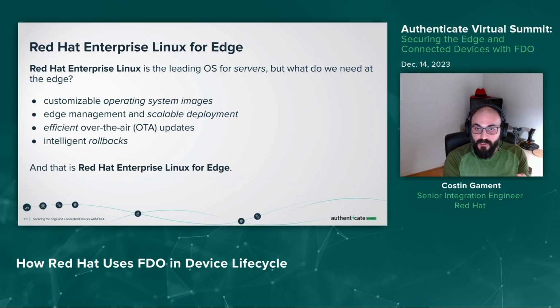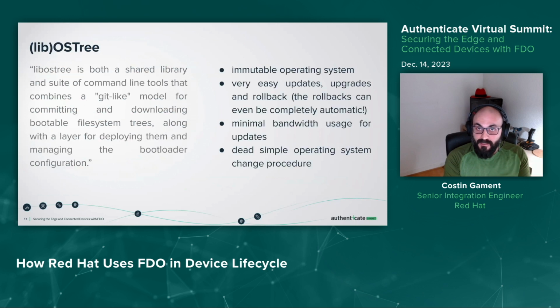It is also very important at the edge to have efficient and intelligent over-the-air updates and rollbacks in case something goes wrong. We've managed to fulfill all of these requirements and package them into something called Red Hat Enterprise Linux for Edge. And one of the core technologies for that is called libOS3. So what is libOS3? It's a shared library and suite of commands that combines a Git-like model for committing and downloading bootable file system trees.